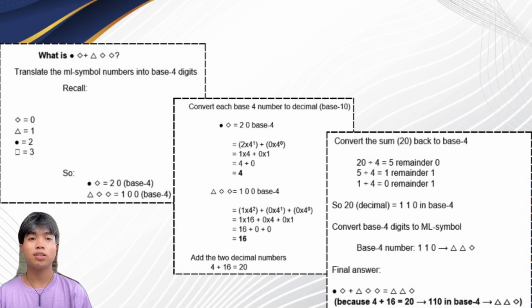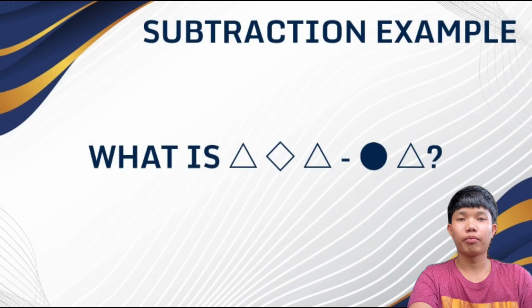20 divide 4 is equal to 5 remainder 0. 5 divide 4 is equal to 1 remainder 1. And 1 divide 4 is equal to 0 remainder 1. So 20 is equal to 110 in base 4. Lastly, convert base 4 digits to ML symbols. Base 4 number 110 is equal to alpha alpha void. The final answer is 20, or 110 in base 4, is equal to alpha alpha void in ML symbols.